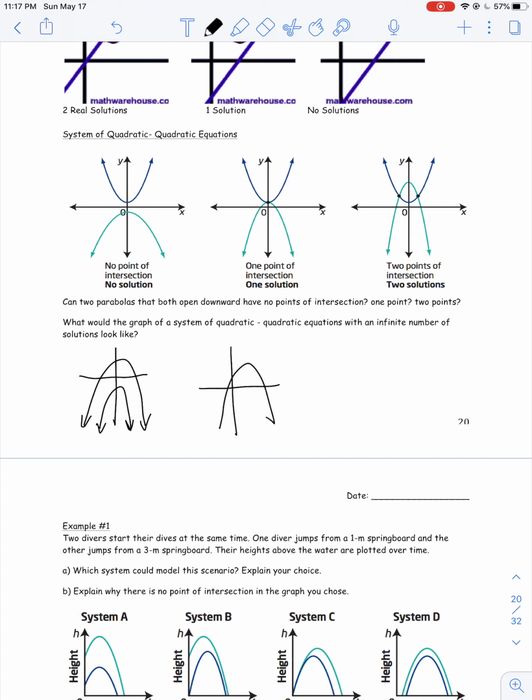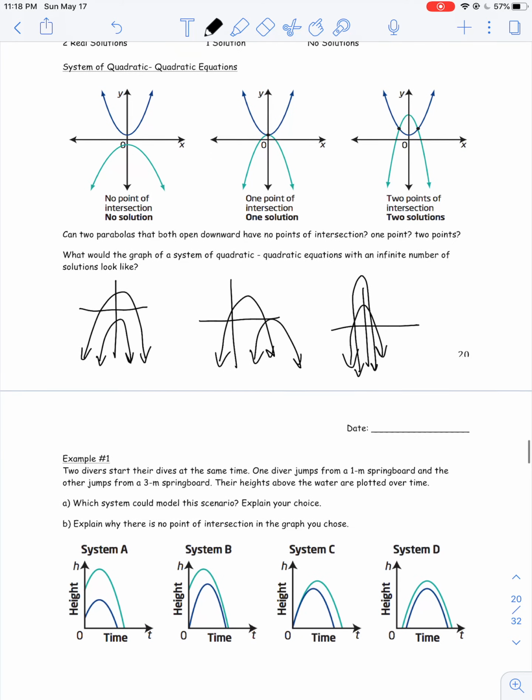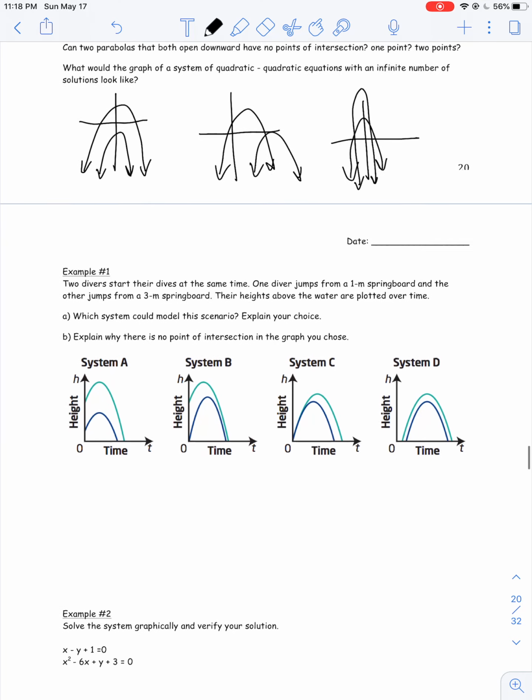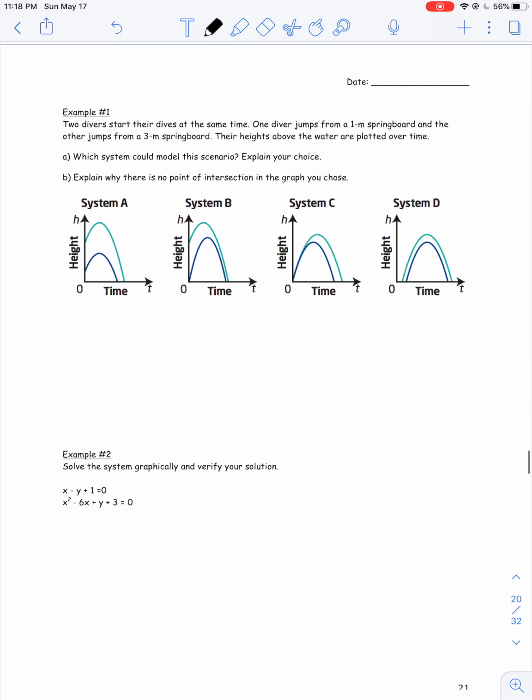One point could look like this, where you have a parabola downwards, and then you have another parabola over here, so they won't touch. 2 points is if you have one parabola, and then you have another skinny parabola kind of in between, so that would be a case where there is 2 points of intersection. Infinite would just be one parabola over top of the other parabola.